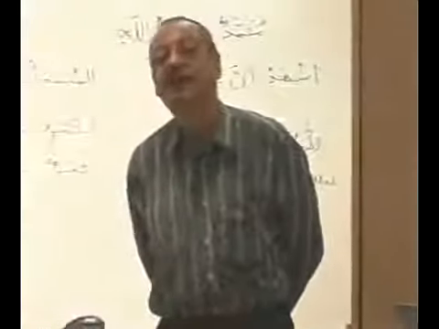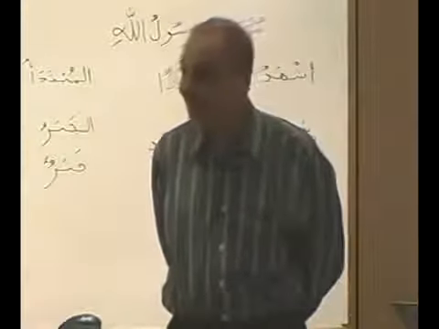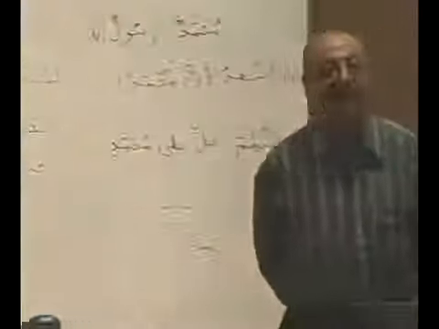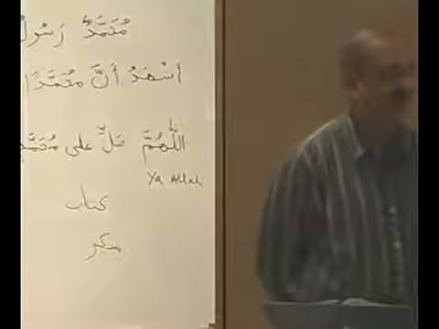Every sentence, if it is a jumla ismiya, are you with me? Every sentence, if it is a jumla ismiya, will have these two parts. There will be a subject and there will be a predicate. Now, in the beginning, we are dealing with simple sentences. As we go deeper and deeper, we will be learning a lot more. Things will get a little complicated.